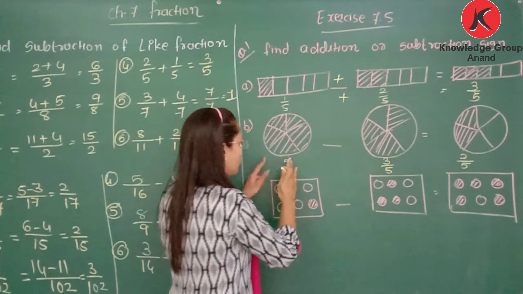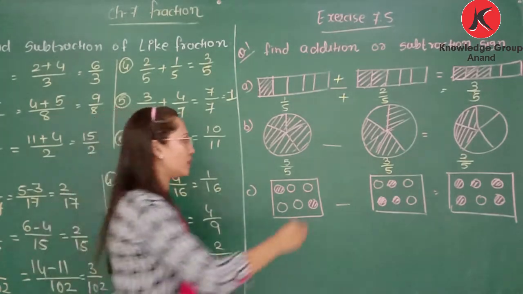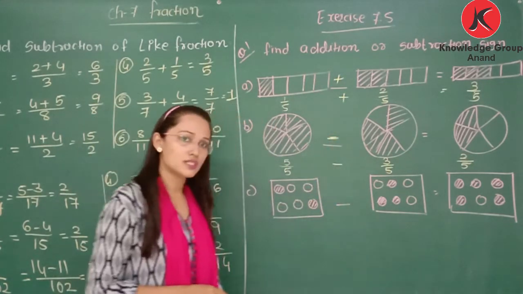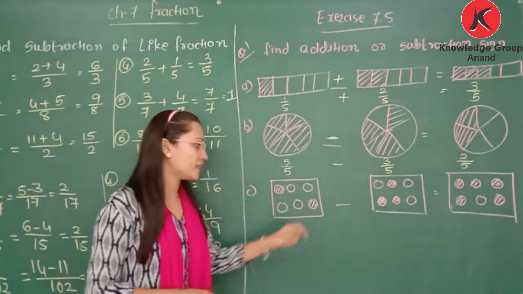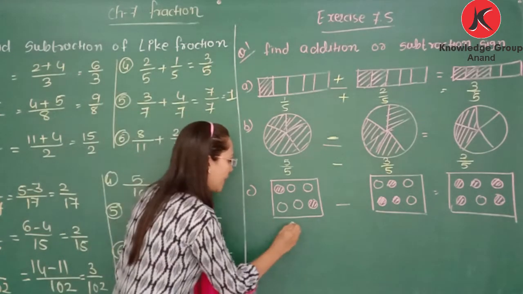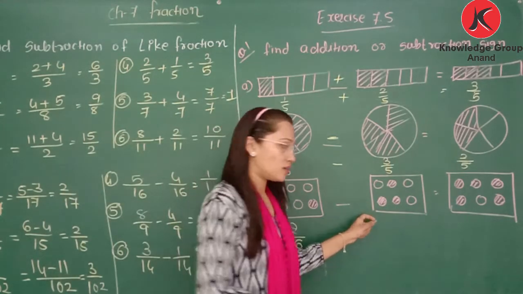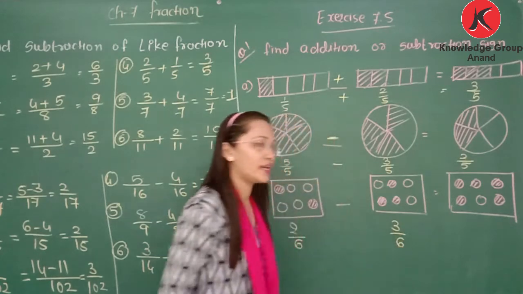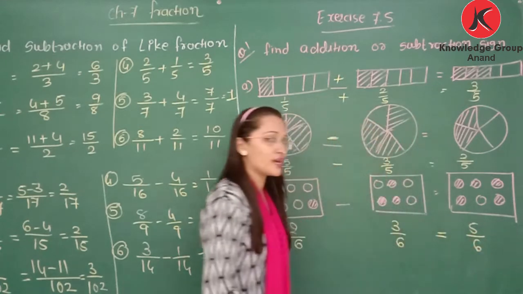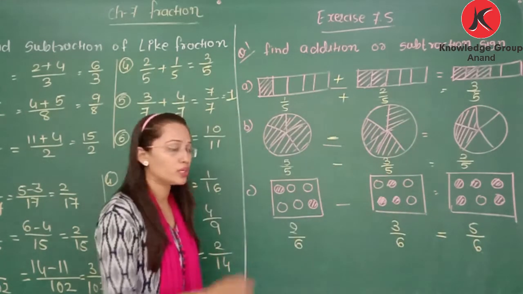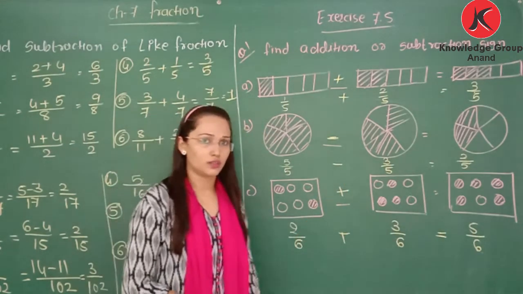So what operation between 5 and 3 can we perform to get 2? 5 minus 3 is 2. So in the answer we have the subtraction sign. Now here total 6 circles are there in a box, and in that 2 are shaded. So we can write it as 2 by 6. Here from these 6, 3 are shaded. So we can write 3 by 6. And in the answer total 5 are shaded. So we can write 5 by 6. Now which operation can we perform between 2 and 3 to get 5? It is addition. So here the addition sign will be there.